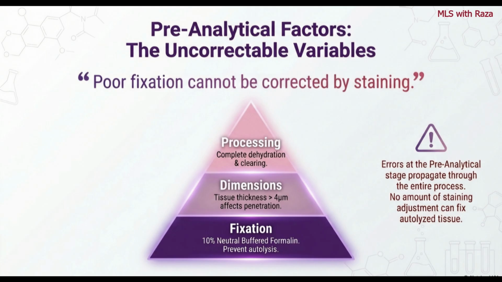Think of these uncorrectable issues like a pyramid. At the very bottom, the foundation is fixation. It has to be done right to stop the tissue from decaying. Next up the pyramid are the tissue's dimensions. A section that's too thick just won't stain correctly. And at the top is processing, making sure all the dehydration and clearing is done right. An error at any of these pre-analytical stages, right at the start, is going to compromise the final result. You just can't fix poorly preserved tissue later on.